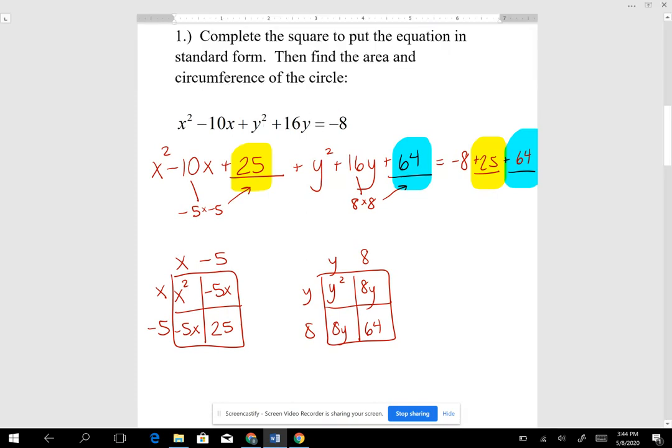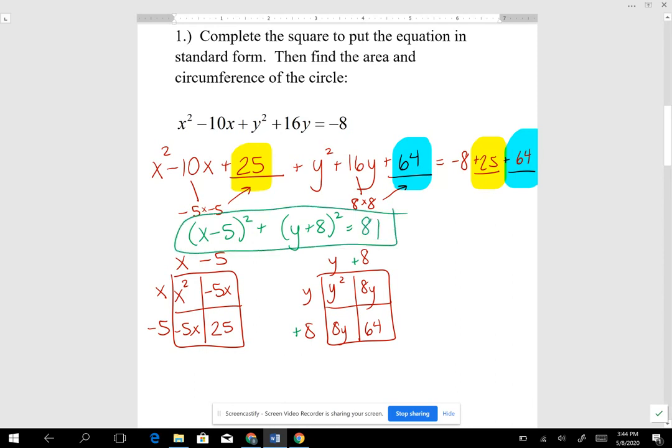All right, so as far as what our final equation is going to look like, this one you can really tell from the visual. We literally have an x minus 5 by x minus 5 square. So that's what that's going to look like. From this visual, we literally have a y plus 8 and a y plus 8 square. And then to figure out what our radius squared piece is going to be, we have to do -8 plus 25 plus 64, which is 81. So that's our equation in standard form.